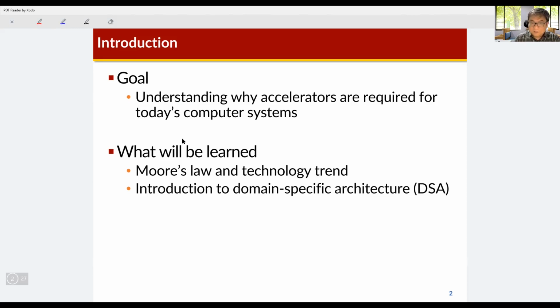So what will we learn? We'll discuss Moore's law and technology trends. Because of this technology trend, the computer architecture field is also changing dramatically. That's why we need domain-specific architectures or accelerators. Then I will introduce domain-specific architectures.